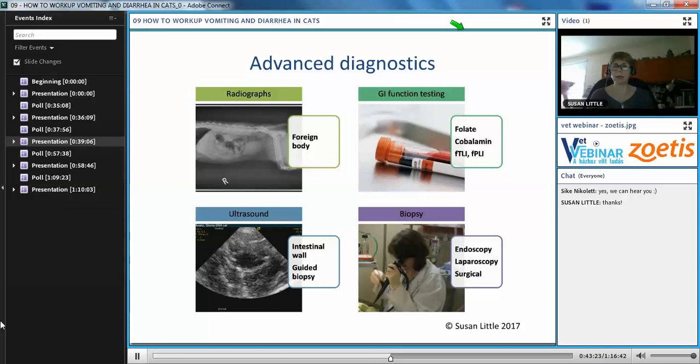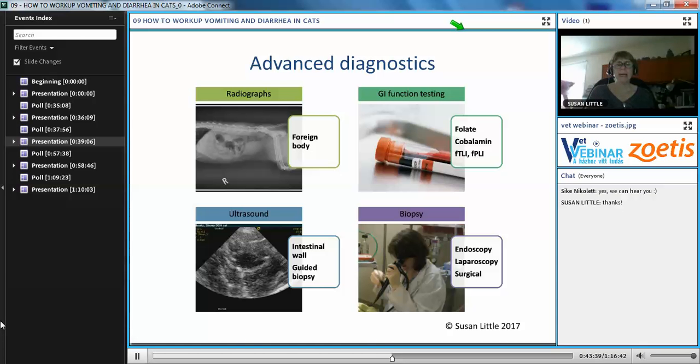So we're going to talk a little bit about radiographs and ultrasound, so imaging, and how that might lead us to doing biopsies in some cases. And we'll also talk a little bit about gastrointestinal function testing as well.